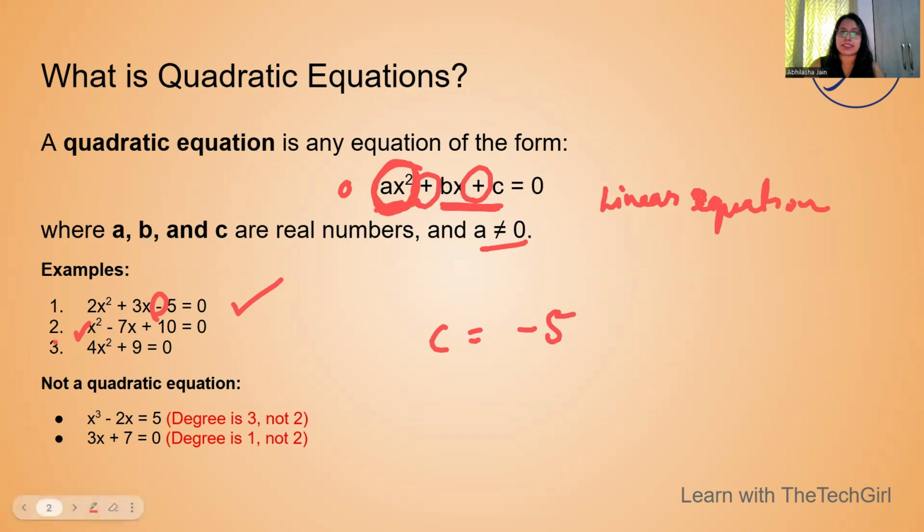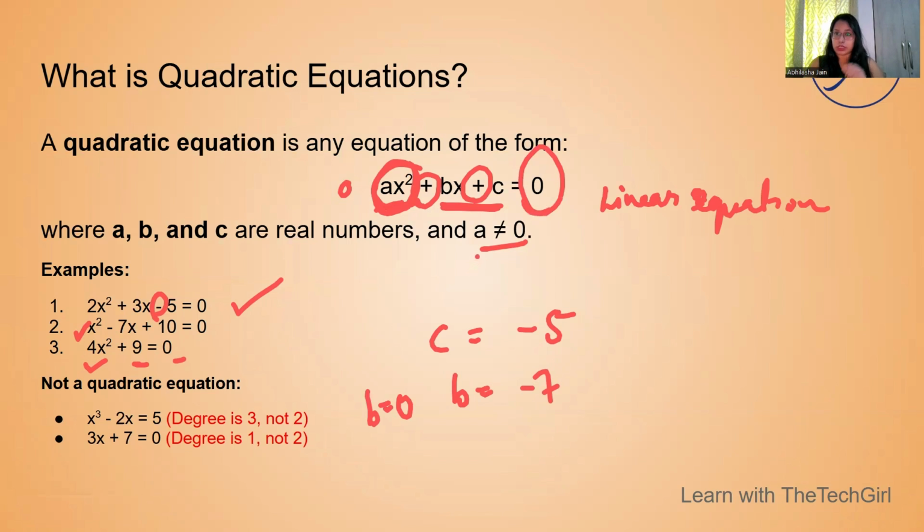In the next example, a is equal to 1: x squared minus 7x plus 10. So in this, b is equal to negative 7. And 4x squared plus 9 equal to 0. In this case, b is equal to 0. Okay. So the RHS is always going to be 0 in a quadratic equation.